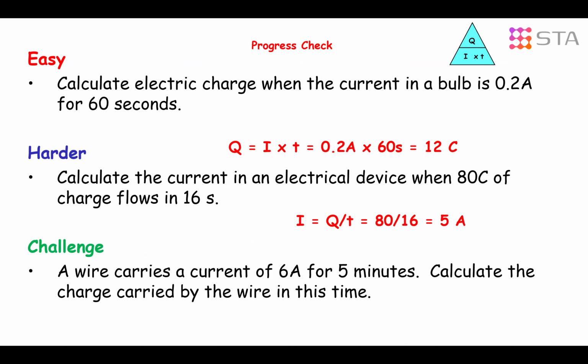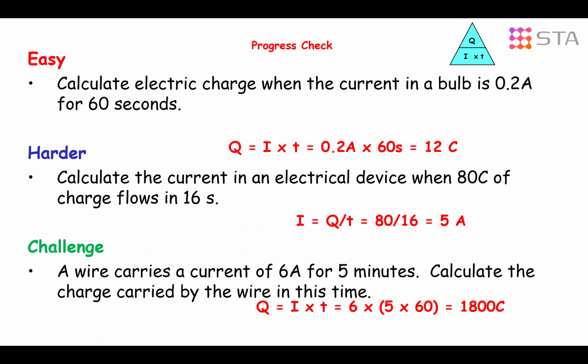And for the challenge question, calculate the charge. Q equals I times T. I, of course, is 6 amps. However, we've got 5 minutes. We have to do 5 times 60 because there are 60 seconds in a minute, and that gives you 1,800 coulombs. Please make sure you understand all of these three typical questions and you have got them right, or you know exactly how to calculate them.